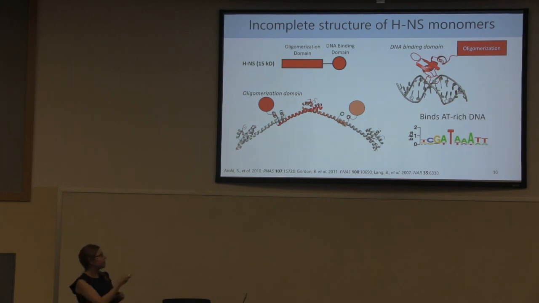So together between these DNA binding domain structures and the oligomerization domain, we know that H-NS can bind DNA and form filaments, but we really are lacking a full-length structure of these proteins.